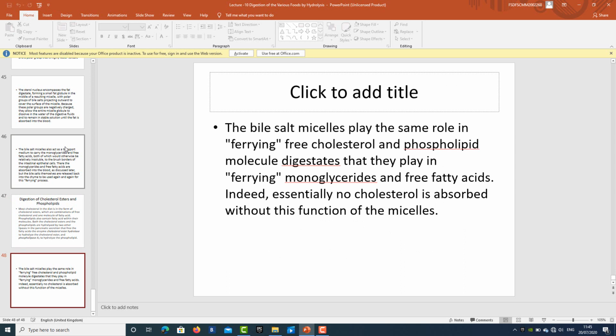The bile salt micelles play the same role in ferrying free cholesterol and phospholipid molecule digestion products that they play in ferrying monoglycerides and free fatty acids. Indeed, essentially no cholesterol is absorbed without this function of the micelles.